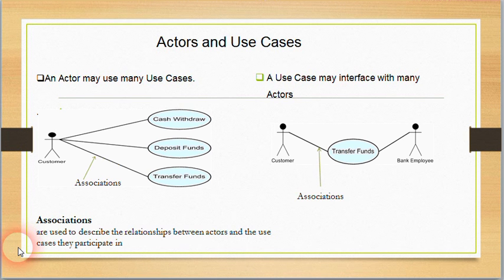Actors and use cases. An actor may use many use cases, as we see in this example: the customer uses 3 use cases. Also, a use case may interface with many actors. And the line between actors and use cases is called an association, used to describe the relationship between actors and the use cases they participate in.